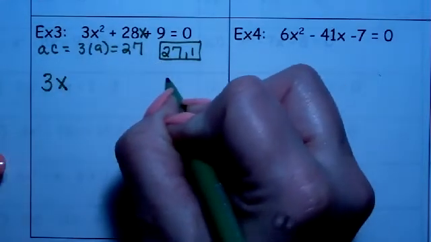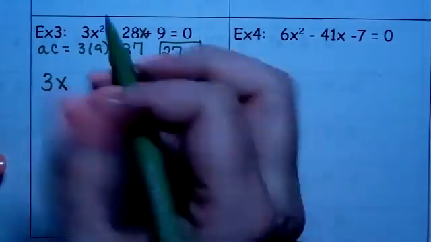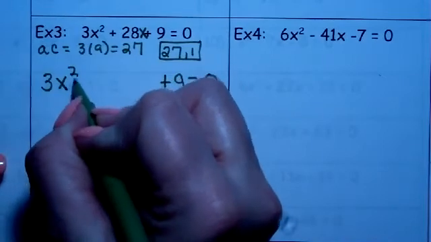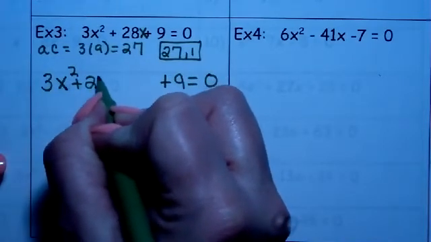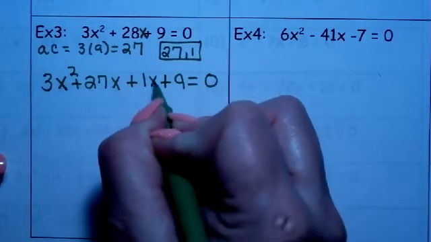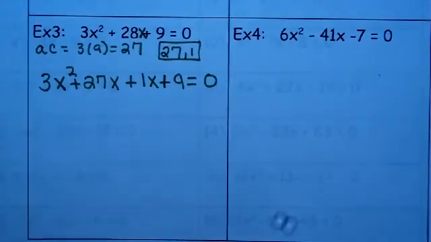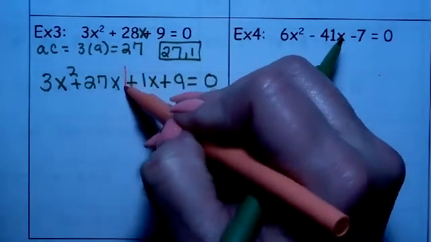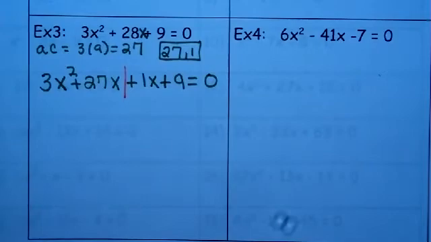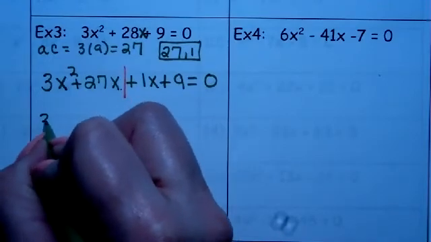Okay. Now, I'm going to put 27x right here and 1x right there. Okay. Now, we know the next step we were going to do was factor. We split it in half and factor. My GCF over here is 3x.